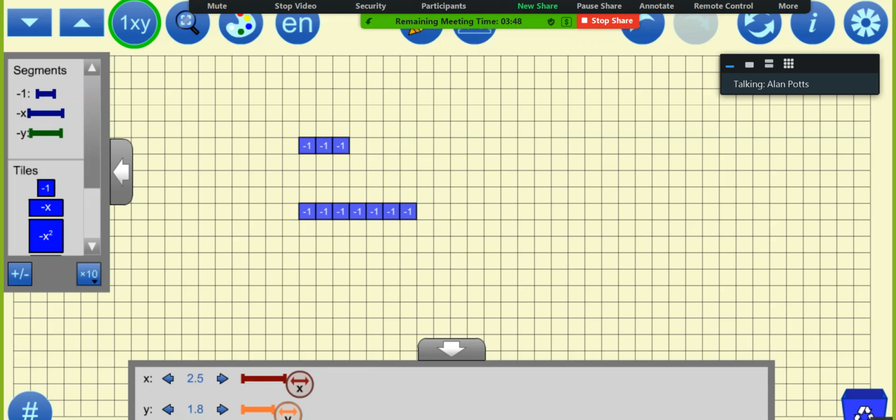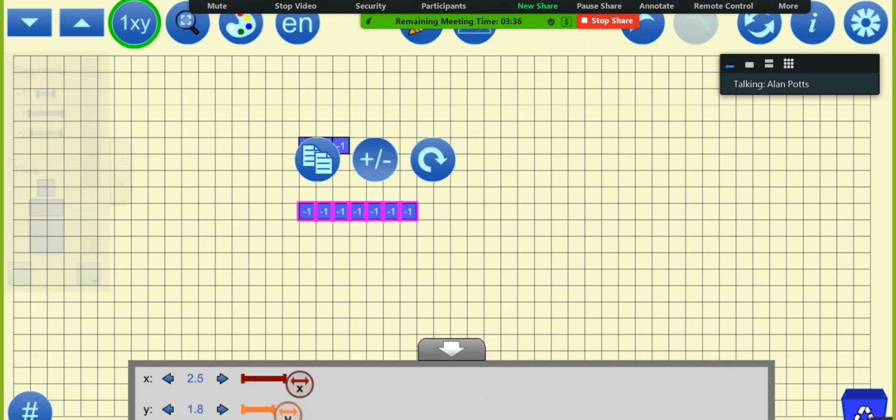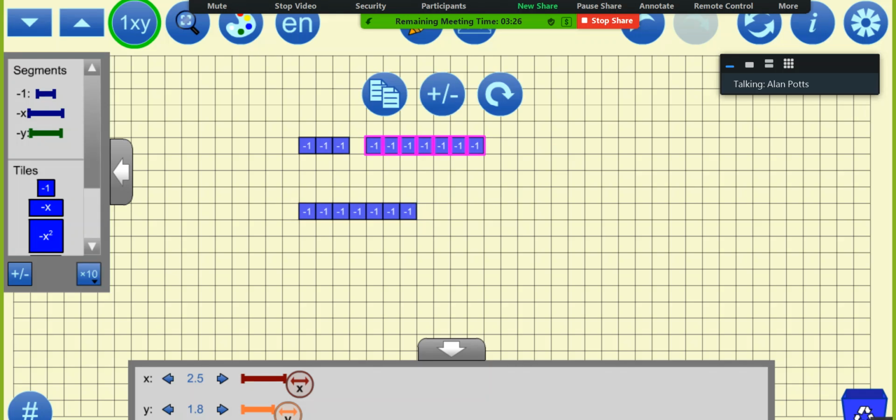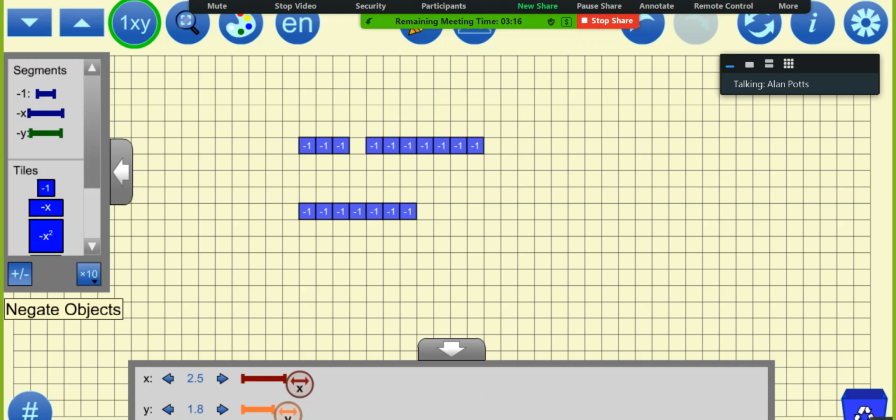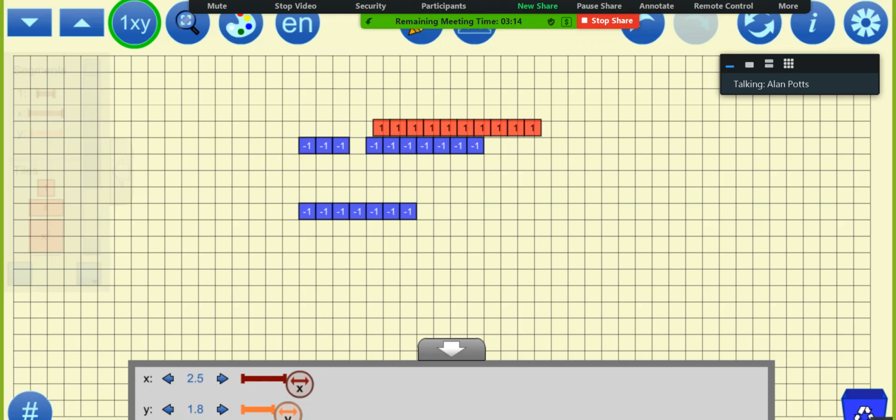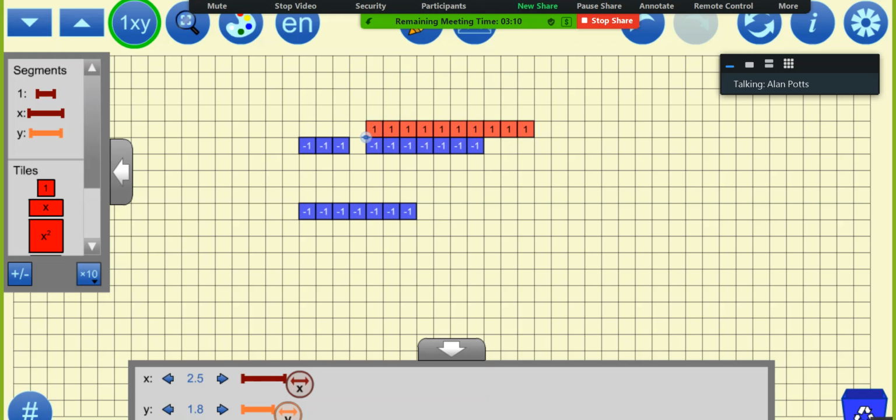So here's my -3. Here's my -7. But I need to subtract. How can I do it? Well, this is what I do. If I need to subtract something I haven't got, I'm going to copy, and I'm actually going to put it in that line. But what's the problem with that? Okay, -10. So what I need to do to balance that out is I need some positives. And that balances them out.